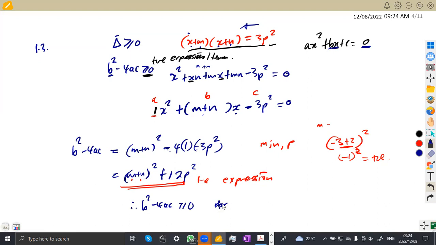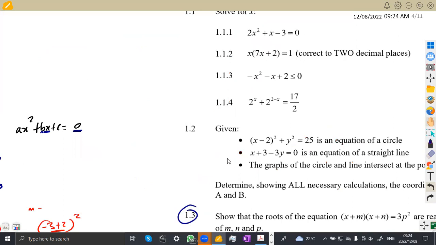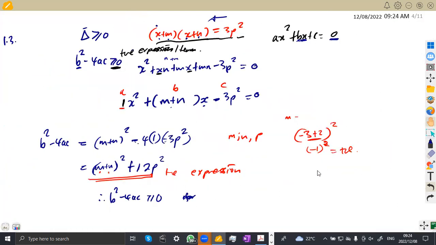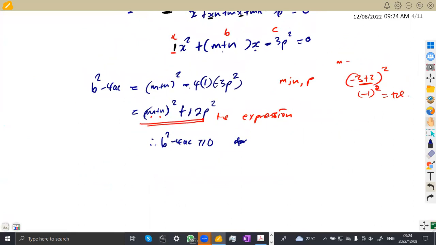All right, so our conclusion now is going to be: show that for all real values, the roots of the equation are real. So therefore the roots of the equation are real. So that is what we actually have in this case.